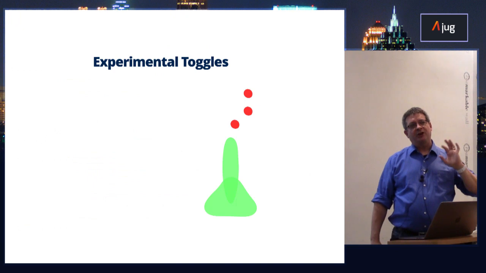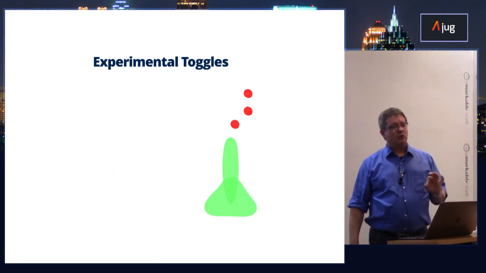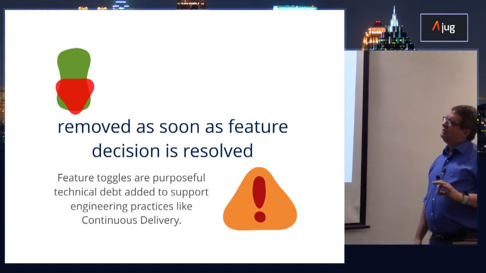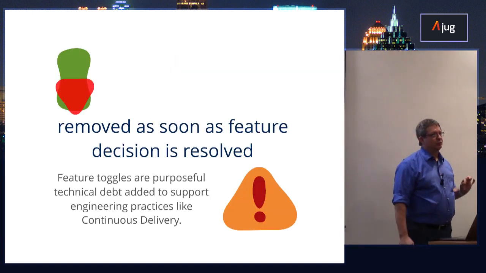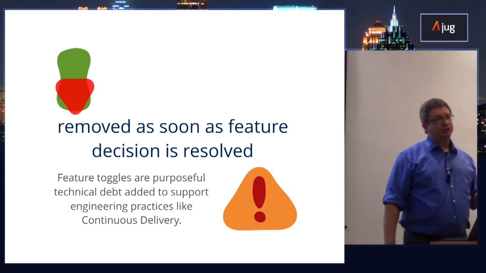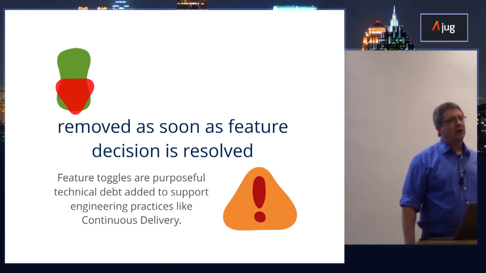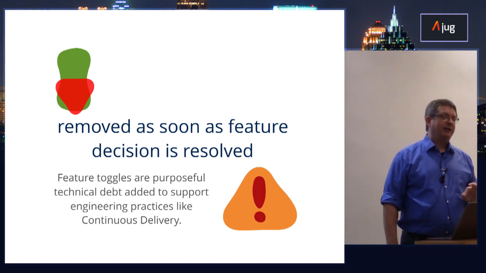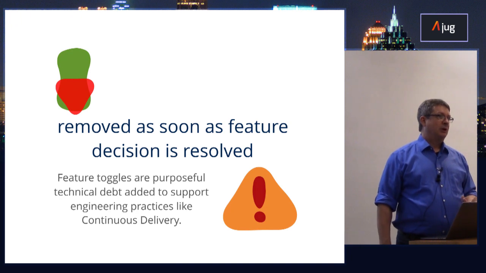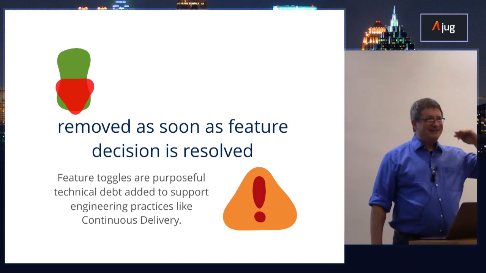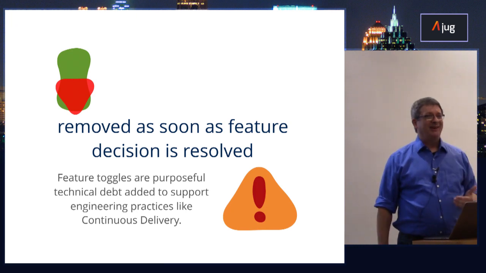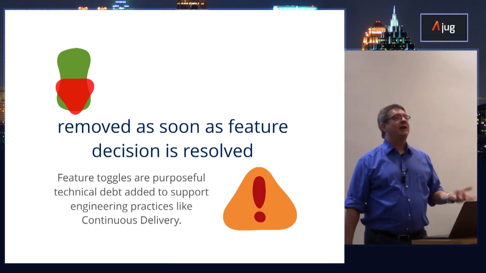So let's talk about some very specific engineering practices around experimental toggles. One of them is you want to remove these things as soon as the feature decision is resolved. When I put on my engineering hat and look at feature toggles, what feature toggles are is purposeful technical debt added to support engineering practices like continuous integration. Make no mistake about it, this is technical debt that you are adding to your code base on purpose. And here's the trap that everybody falls into.